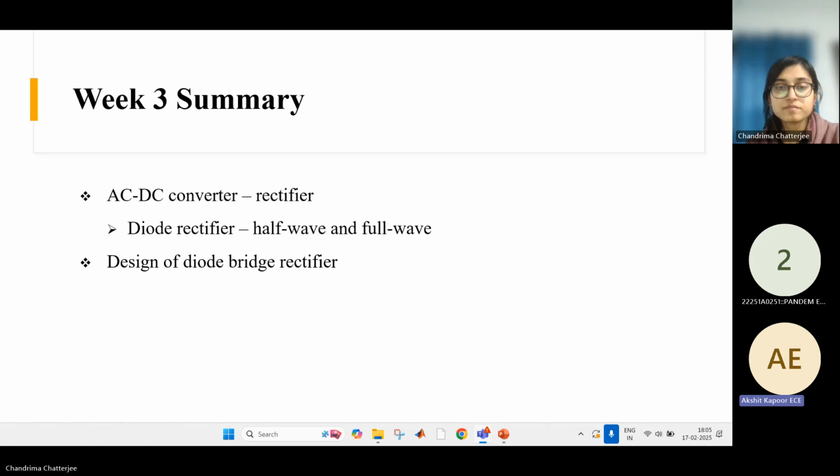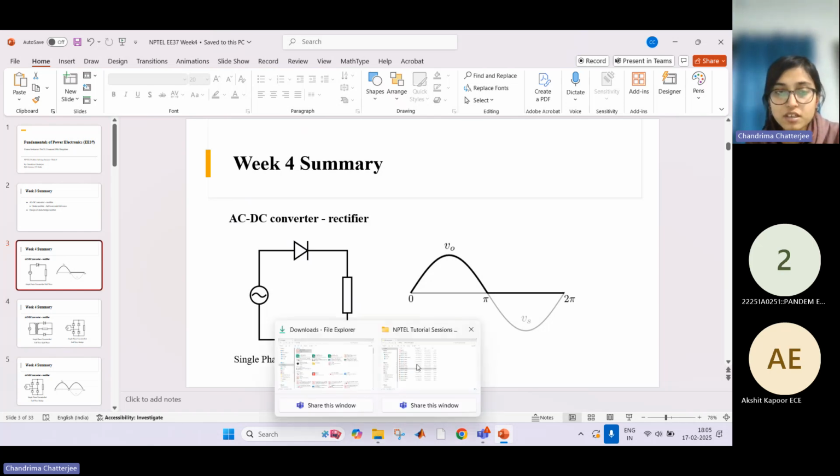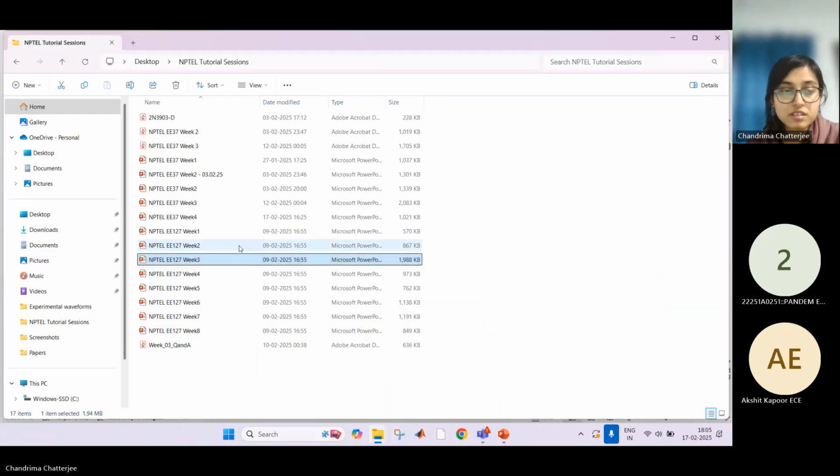Ma'am, in the first numerical that was discussed, the numerical was that the MOSFET is off when the pulse is 10 volt. Ma'am, the MOSFET will not be off when the pulse is 10 volt. Okay, I will just go to the last lecture.